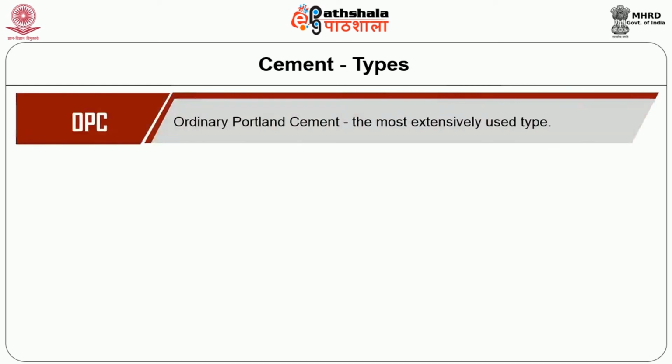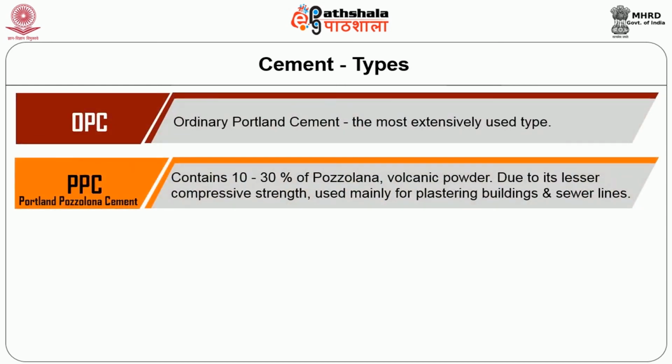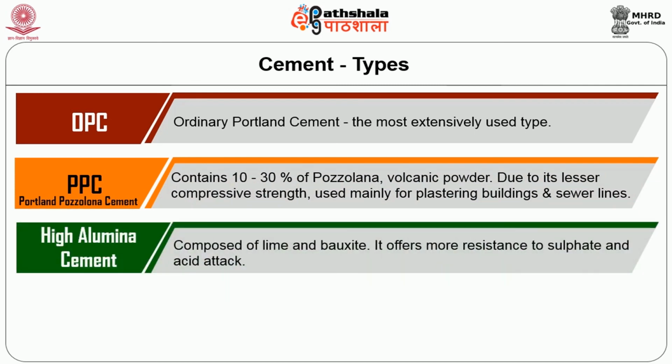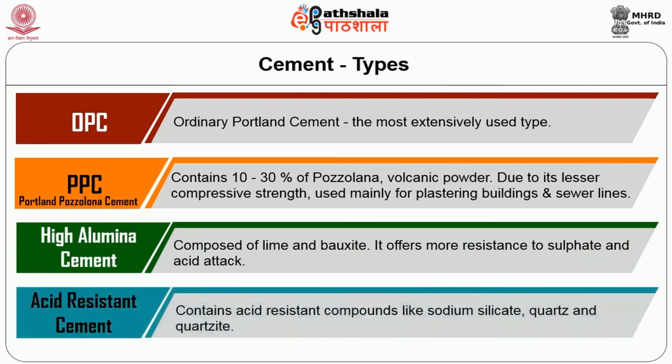Ordinary Portland cement, the most extensively used type. Portland pozzolana cement, which contains 10 to 30% of pozzolana volcanic powder. Due to its lesser compressive strength, it is used mainly for plastering buildings and sewer lines. High alumina cement, composed of lime and bauxite, offers more resistance to sulfate and acid attack. Acid resistant cement contains acid resistant compounds like sodium silicate, quartz and quartzite.